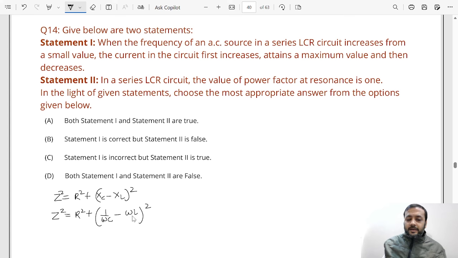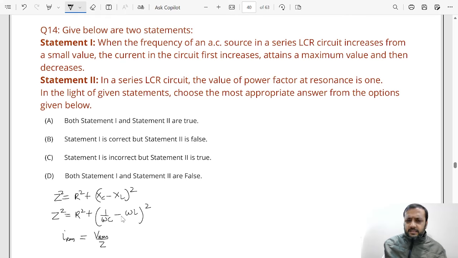So if the omega is very small, then this value is negligible, but this value is very large. So think of it as 0, and think of this as 10 lakhs. That means Z is very large. That means current will be very small, because current will be I RMS equals V RMS upon Z. Yes or no? That means if omega is very small, then current is very small because Z is very large.